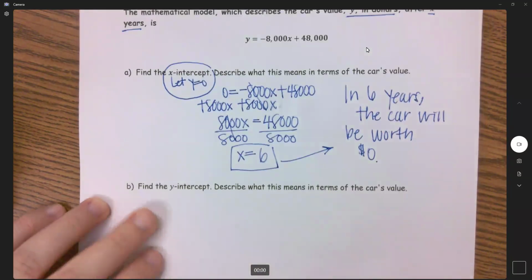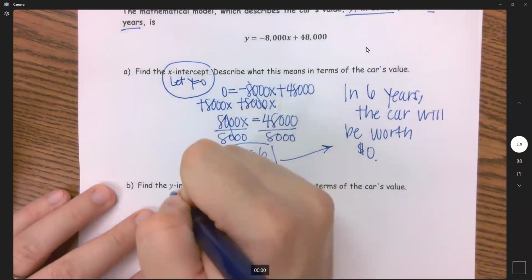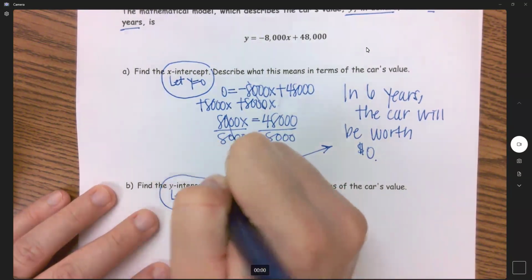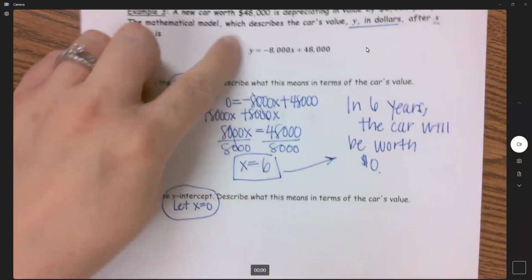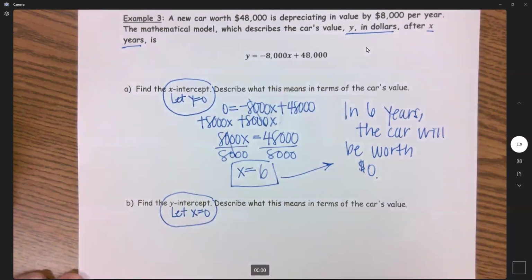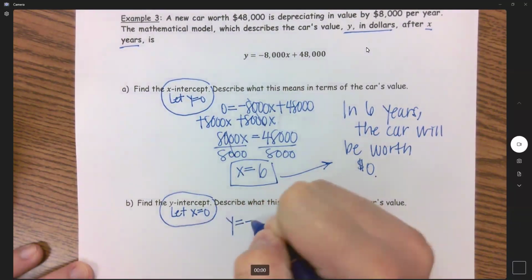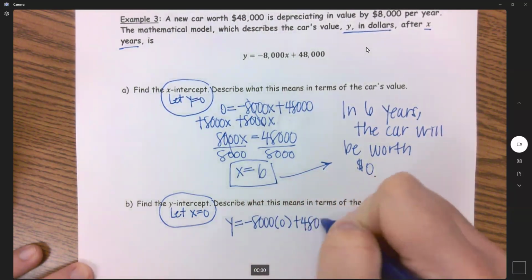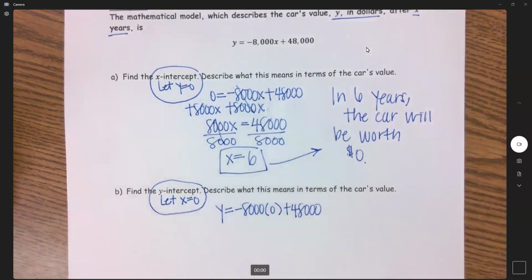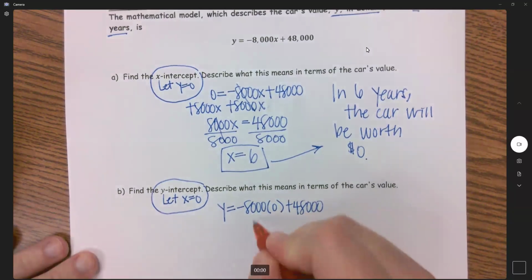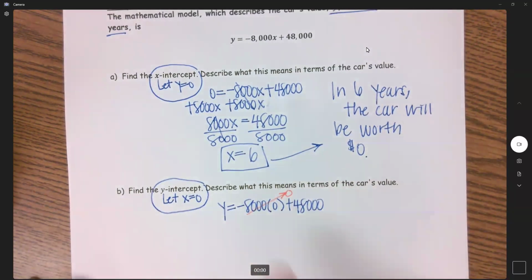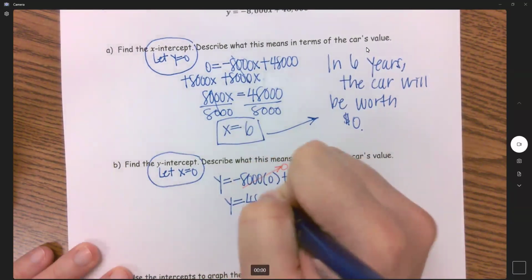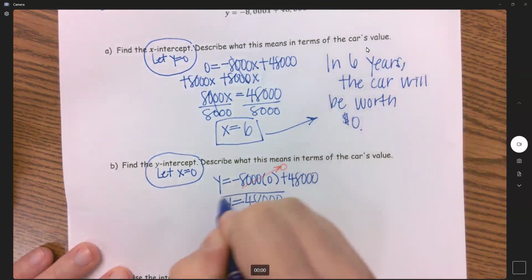Now B, we want to do the opposite. Now we want to find the y-intercept. So to find the y-intercept, we need to let x equal 0. So I'll take this equation here. I'm going to put a 0 in for that x. So y equals negative 8,000 times 0 plus 48,000. Well, 0 times anything is just 0. So 0 plus 48,000 means my y equals 48,000.